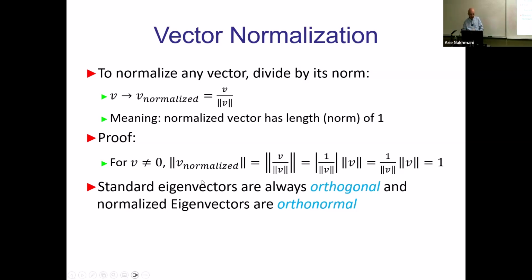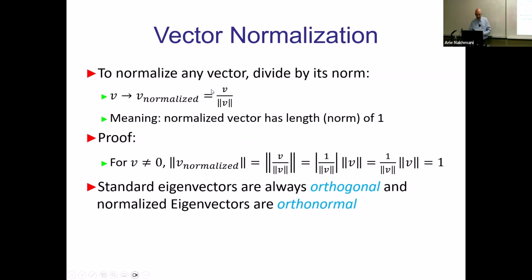Why is that? Because let's see. The length of V normalized will be the length of V divided by the norm of V. This is the definition of what V normalized is, right? And now you can take that thing out because this is a constant. This is a number, right? So you can take it out of the distance. So it will be the absolute value of 1 divided by that constant times the length of the vector V. But that constant is 1 divided by the length of V. So the length will always be 1 by definition, right? So you just cancel out everything.